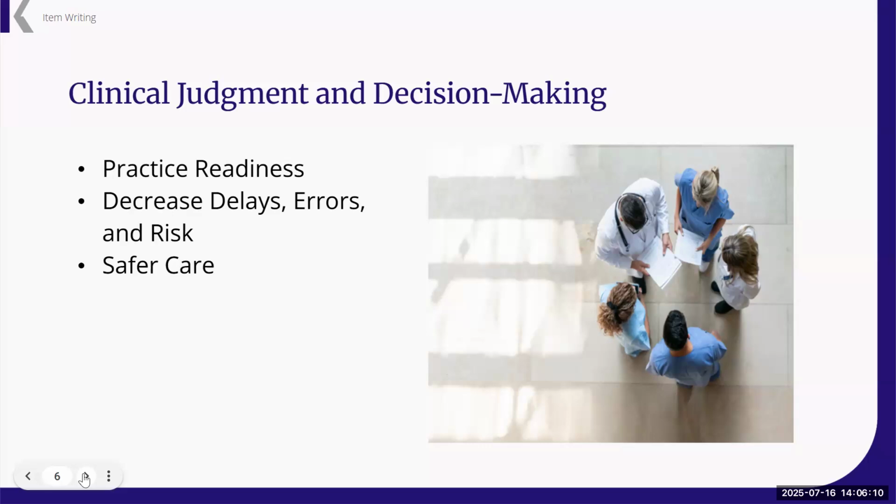Nurses are often the first to recognize early warning signs, whether it's a subtle change in vitals, a confused patient, or a critical lab value. Teaching and assessing these skills early reduces the chance that something important gets missed or that care is delayed. And finally, it all leads to safer care. That's the ultimate goal. When nurses can accurately assess a situation, anticipate complications, and act appropriately, patient outcomes will improve.